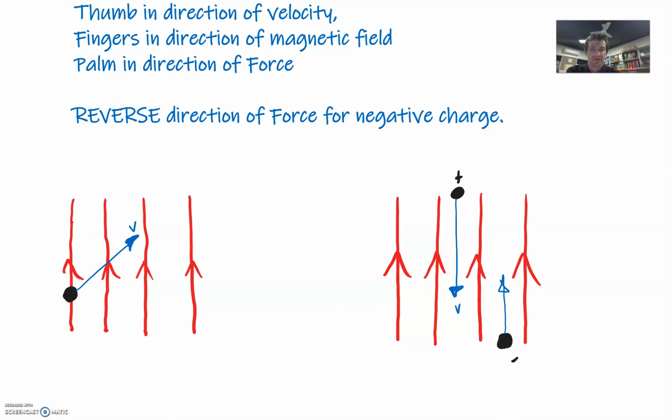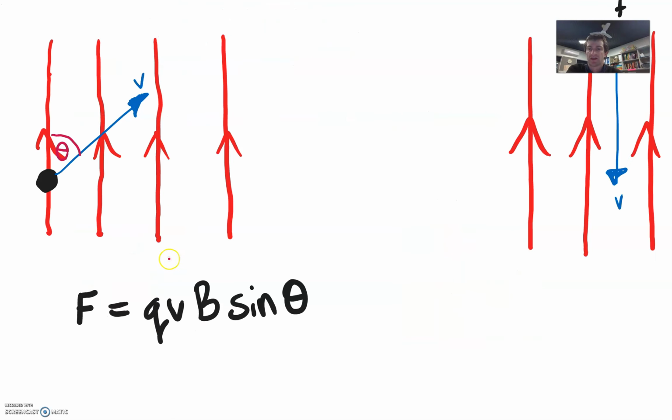Two more examples to finish off. In this example here, our velocity is clearly at an angle to this magnetic field. So if we were calculating the magnitude, the force would be QVB sine theta, where theta is the angle between this magnetic field line and the velocity. To do the direction, we point our thumb in the direction of the velocity and our fingers in the direction of the magnetic field, and you should find that it's being forced out of the page. That's assuming that it's a positive charge. So if it was a negative charge, it would be in the opposite direction, into the page instead.